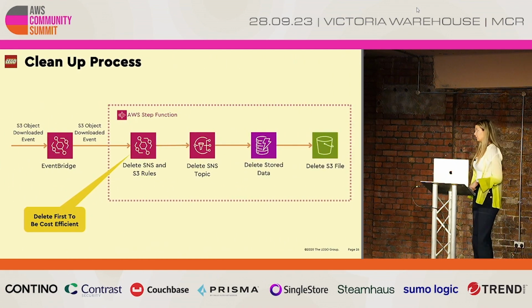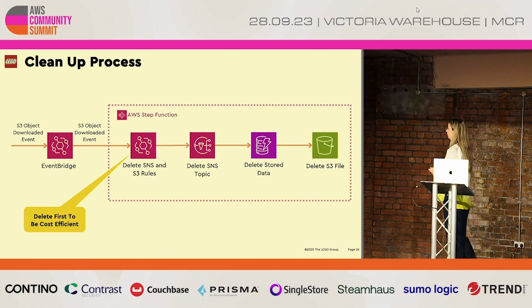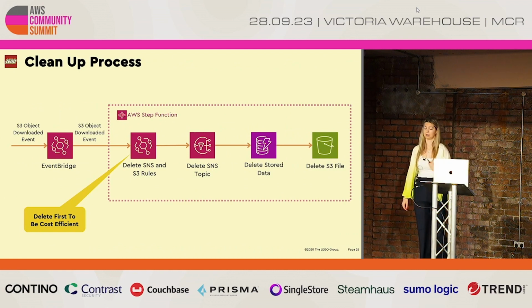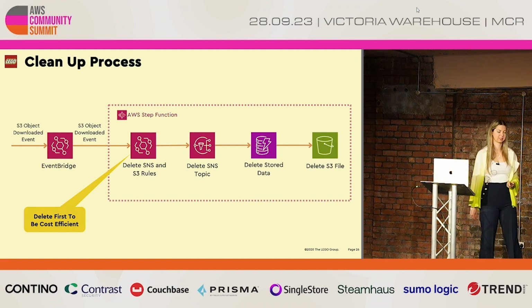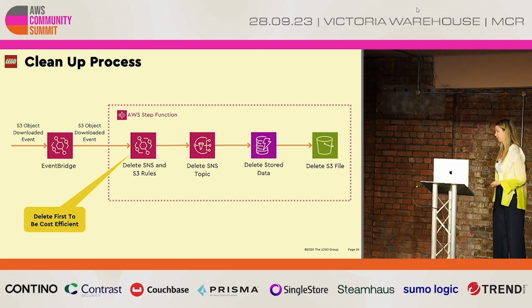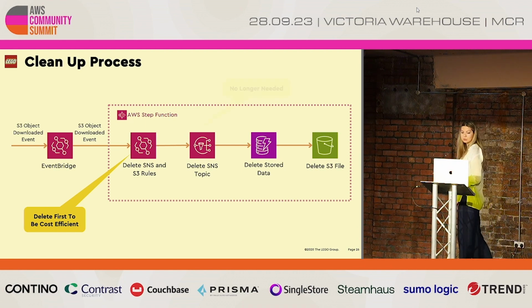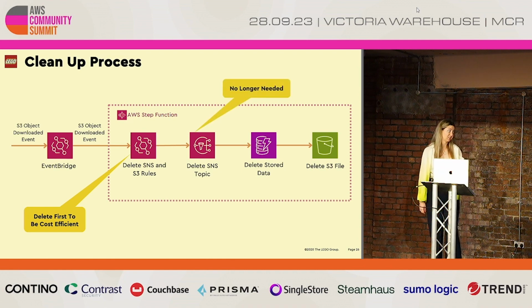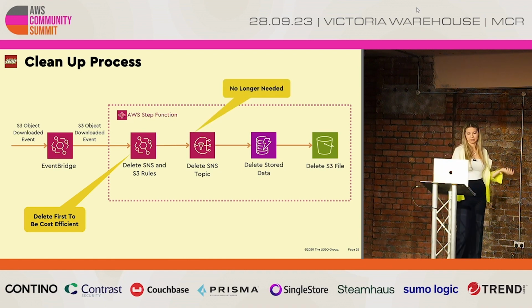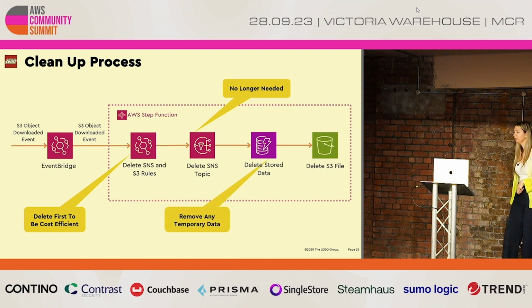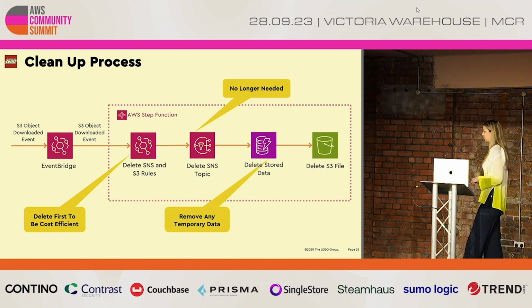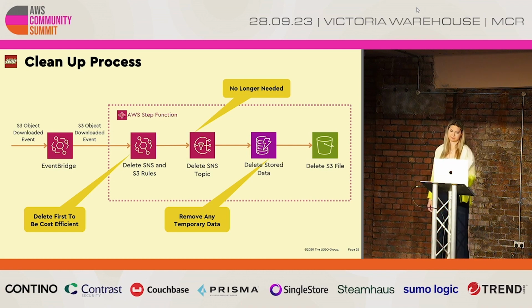Again, just stressing that they're the first ones to delete because it is cost efficient. They're CloudTrail rules, so they're quite expensive. We don't want to have them lying around for more than we actually need them to. The SNS topic is no longer needed. It's fulfilled its purpose, so there's no point in keeping it. And then, again, just removing any temporary data from this. And this is kind of how we can automate this process.